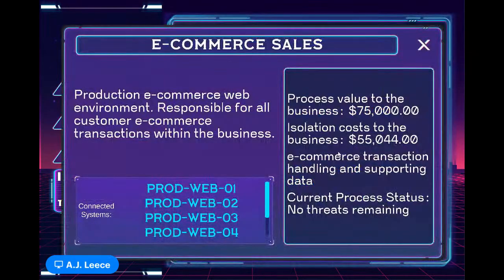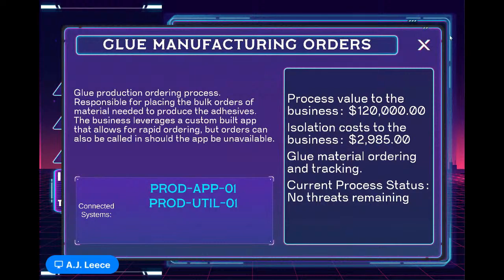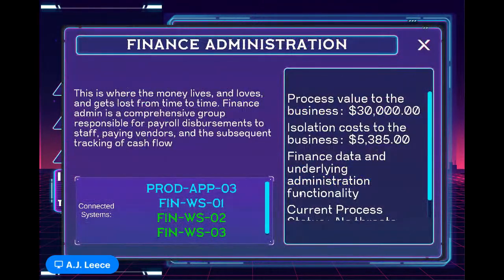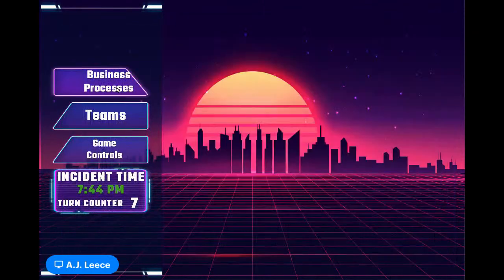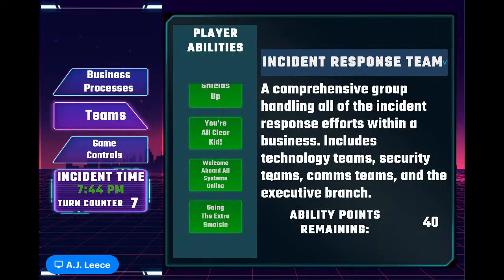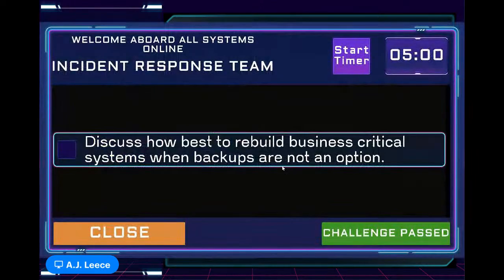So now, again, the business that makes the money, right? E-commerce. Okay, so we have no threats remaining, and all of these are now the same. We can definitely save a bit of time on that because this is the movie magic part of the game. So our last piece is now we have to recover the business and bring everything back online.